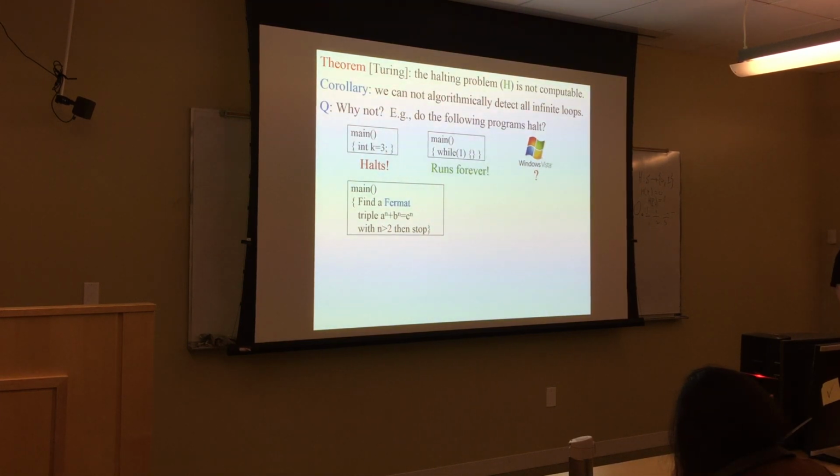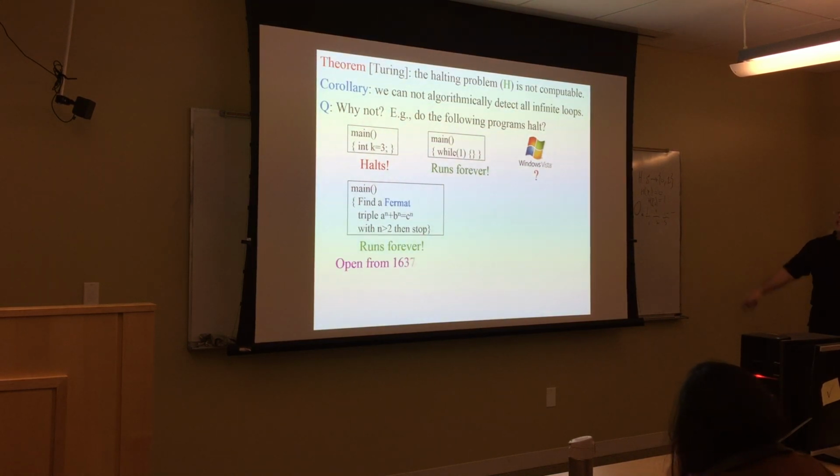Will this program halt? It only halts if it finds such a triple with n bigger than 2. How many say it will halt? How many say it will run forever? Good. How do you know that? Because Fermat's last theorem has been proven.